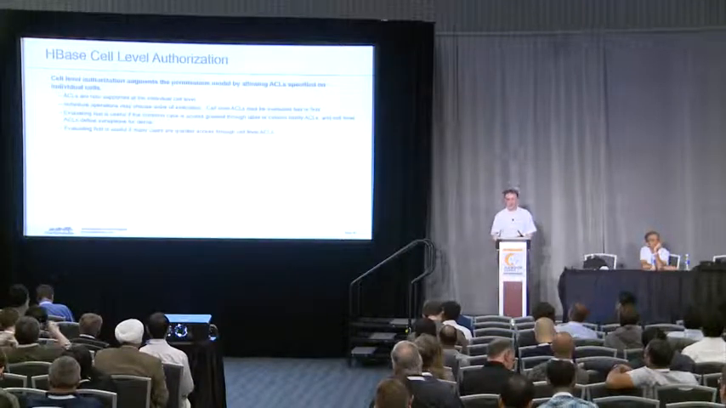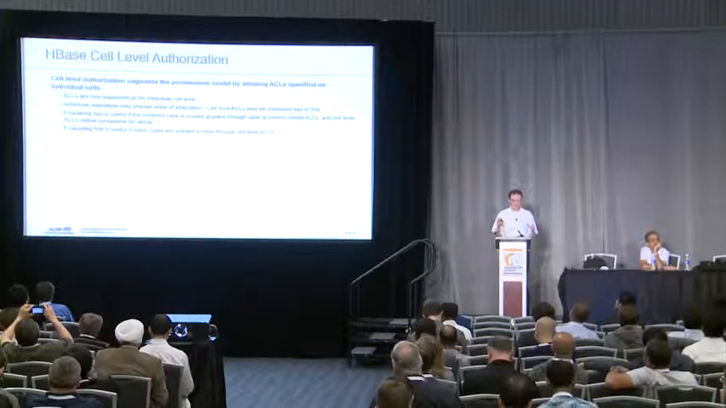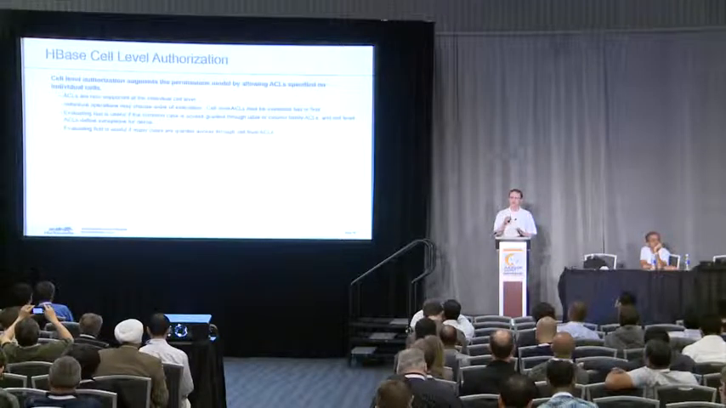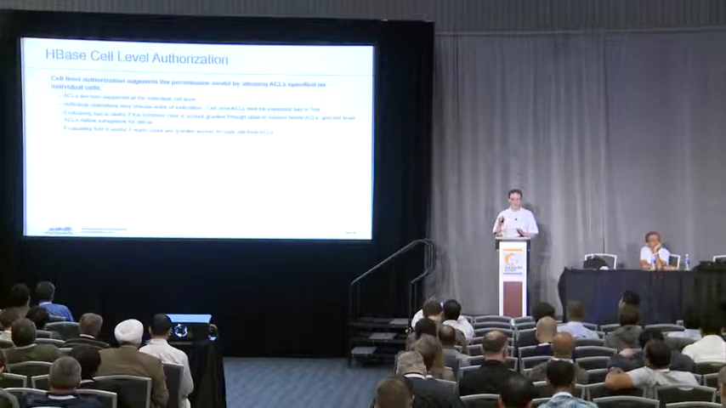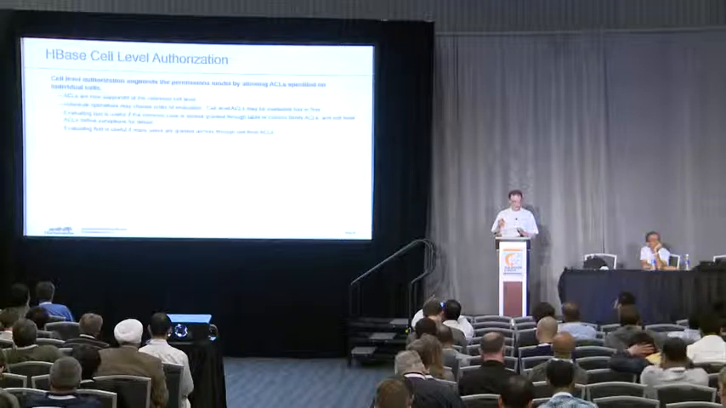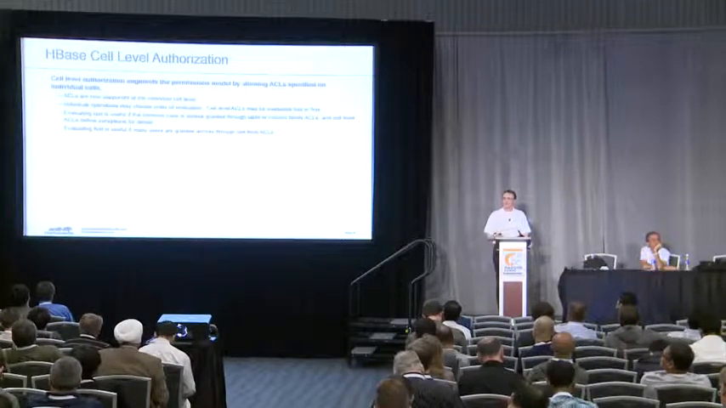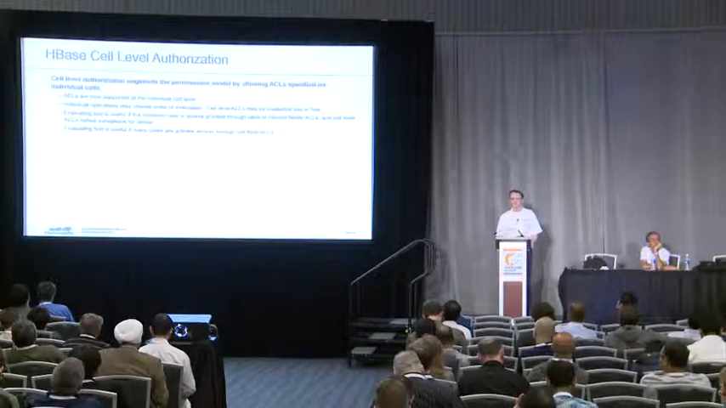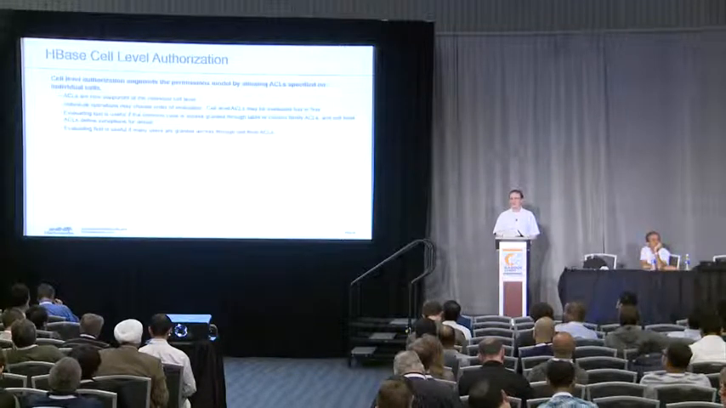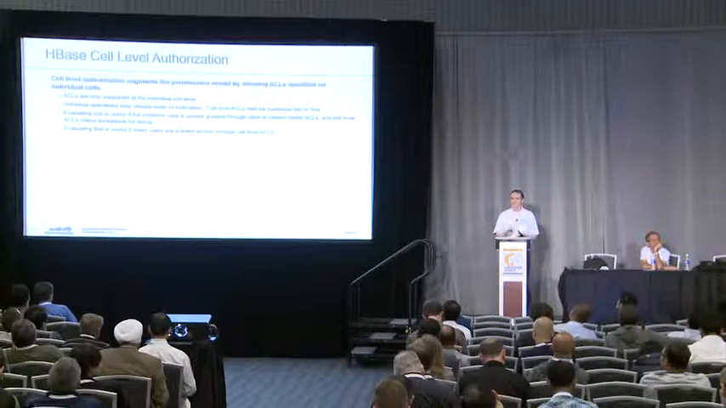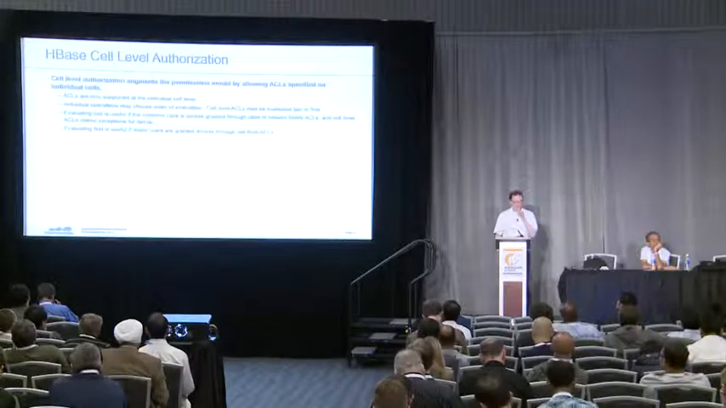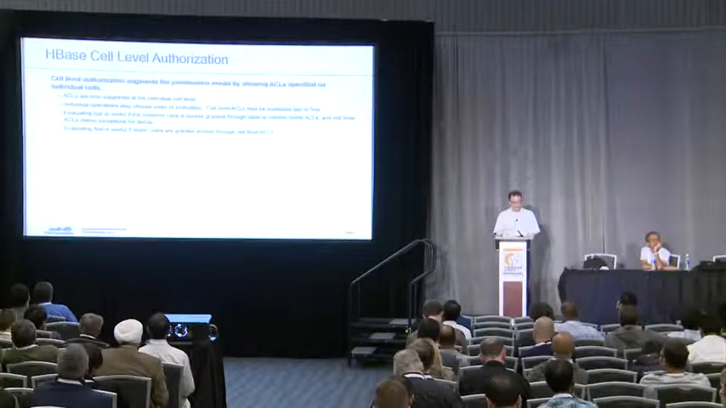Cell-level authorization augments the existing permissions model by allowing ACLs specified on individual cells. So the traditional permissions that you've had available to you in HBase, the create, read, write, admin, those can now be defined at the cell level.